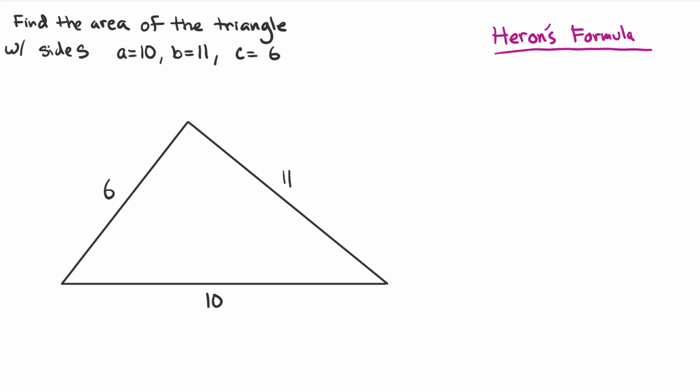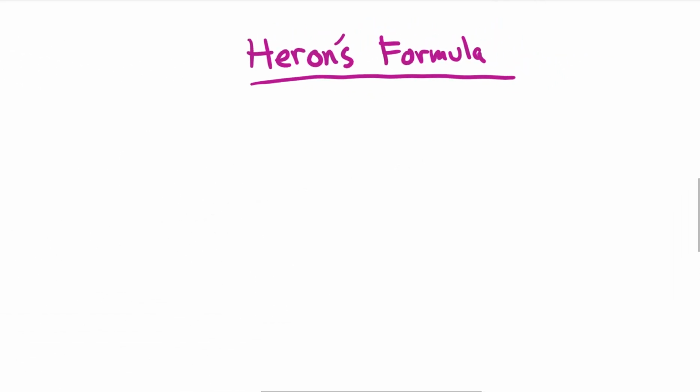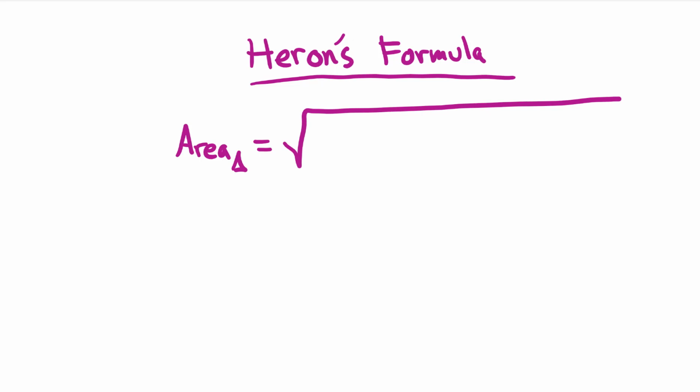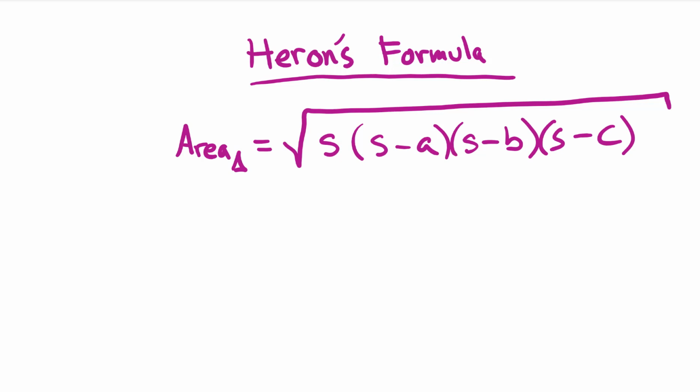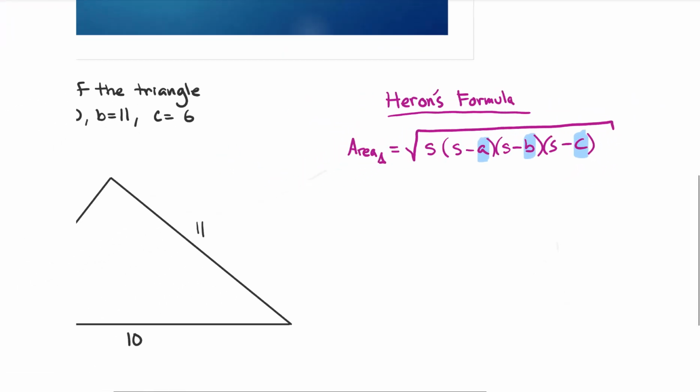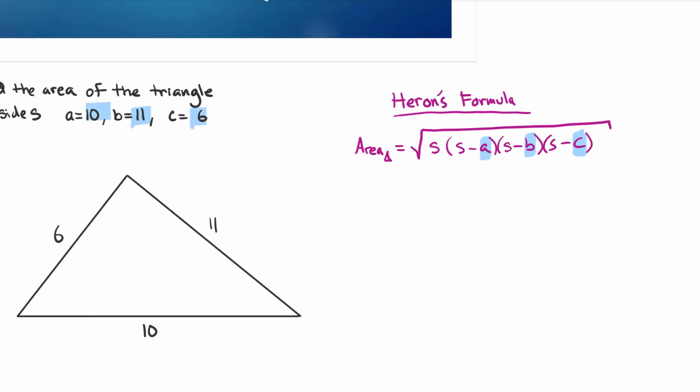So old Heron, or the Hero of Alexandria, said, you know what? The area of a triangle, it's just this. It's just the square root of S times S minus A times S minus B times S minus C. I mean, it's no big deal. A, B, and C, yeah, I got those. I can punch that in. What the hell is S?